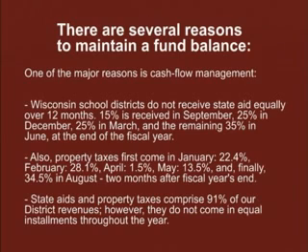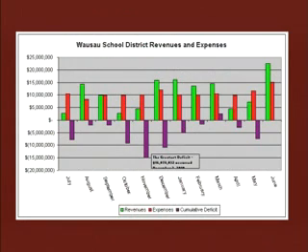State aids and property taxes comprise 91% of our district revenues. However, as you can see, they do not come in equal installments during the year. To illustrate that, we now have several graphs where we'll show the district's budget and cash flow. The first graph represents the actual district revenue and expenditures on a month-to-month basis.